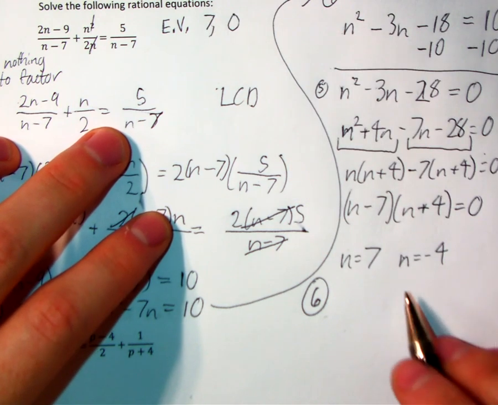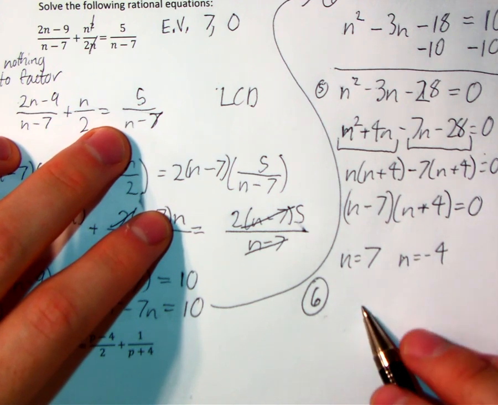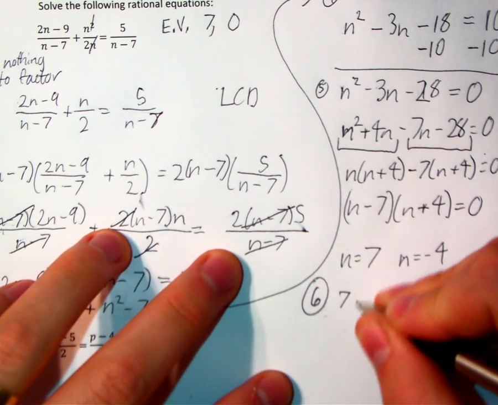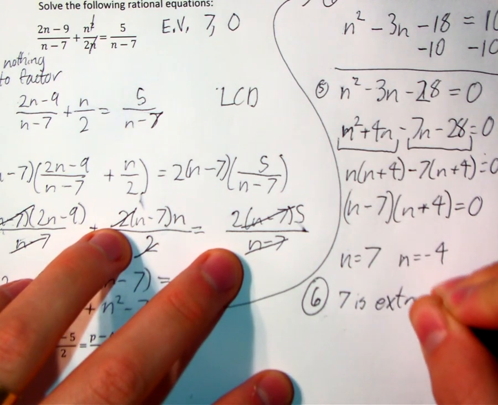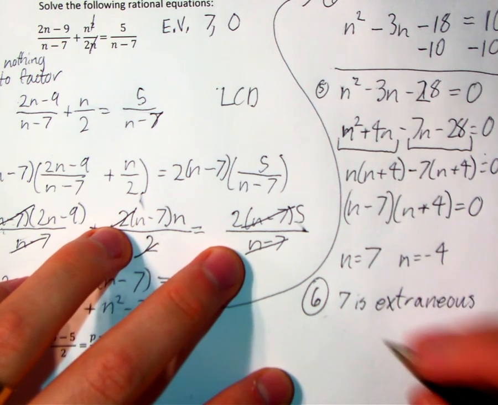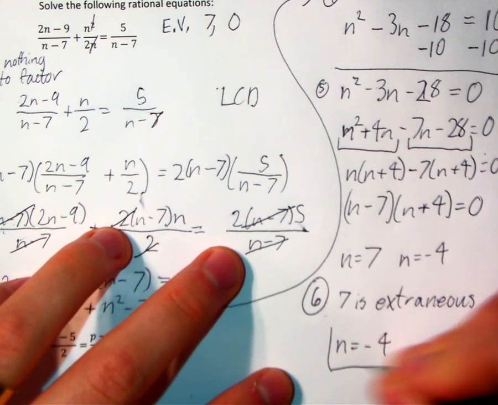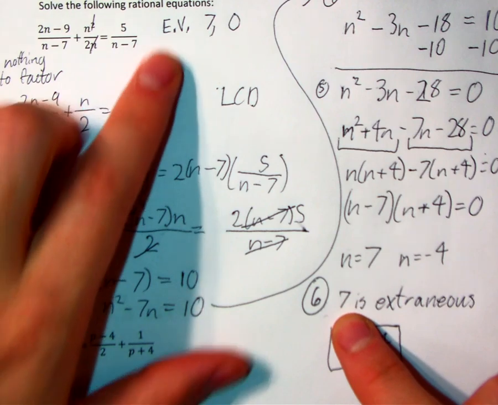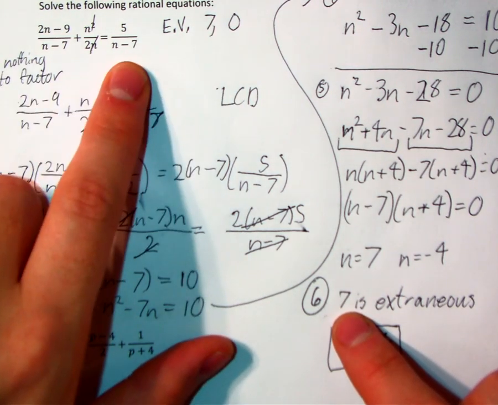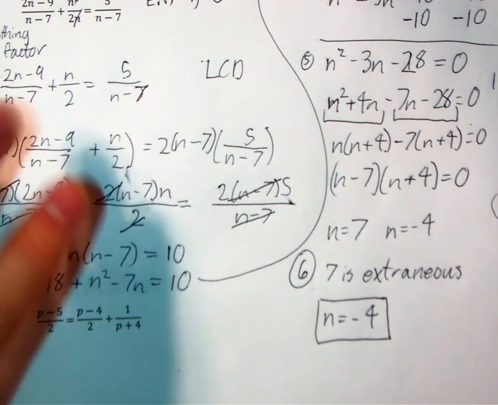Okay, so back to step 5. My two solutions were 7 and negative 4. So step 6, checking for extraneous solutions. 7 is an extraneous solution, which means that my answer is n is equal to negative 4 alone. Because 7 doesn't actually work for my original expression, it's excluded from my original expression because it makes the denominators equal to 0, then my only solution now is n is equal to negative 4.